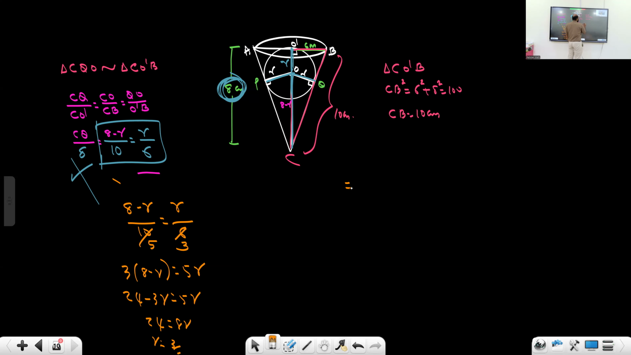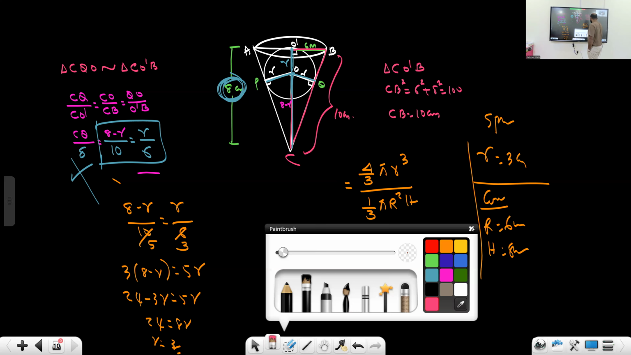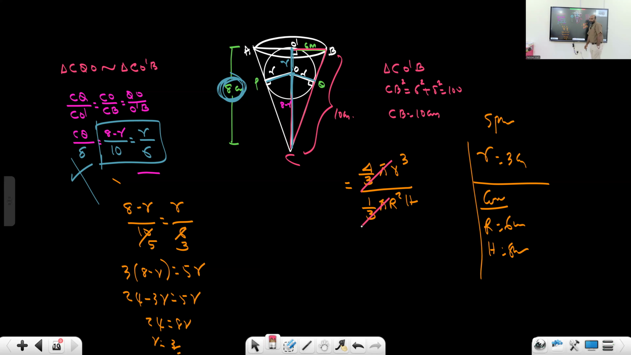But what is the volume of a sphere? Volume is 4 by 3 pi r cube. Cone is 1 by 3 pi r square h. Capital letters you have to use, otherwise you get confused. First, the sphere radius is what? 3 centimeter. And the cone radius? 6 centimeter. Height is given as 8 centimeter. What can you cancel directly? Pi by 3 you can cancel. Am I right? Now substitute the remaining: 4 into 3 cube, over 6 square into 8.